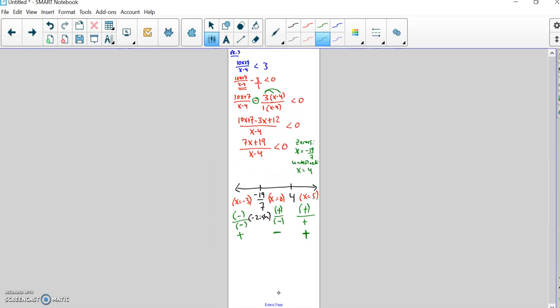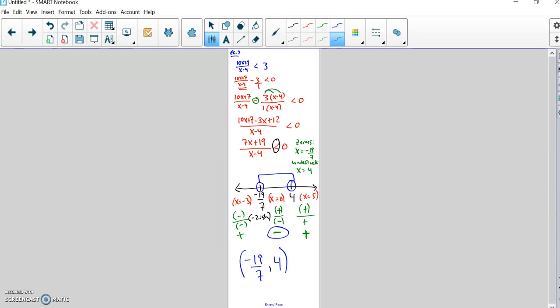So last but not least, if I'm going to put this in interval notation, I am looking for numbers here that are less than 0, meaning they would be negative. So if I look at my number line here, I'm looking for the negative numbers, which would be anything in between negative 19 over 7 and positive 4. Okay, so I'm putting open circles there because we're not including them. And this would be the interval for my solution. So if I put that in interval notation, I'm going to go from negative 19 over 7 up to 4, and both of these are going to have parentheses. Okay, there is my final answer to this particular problem.